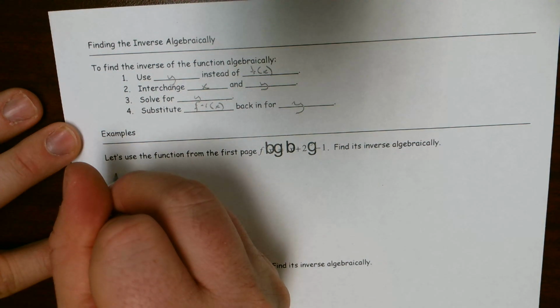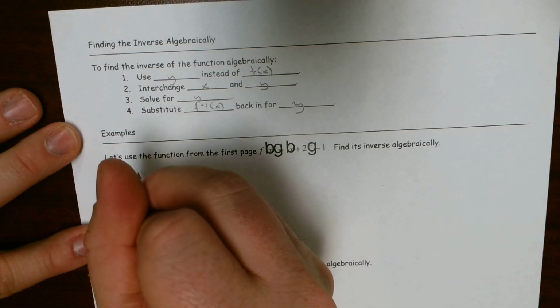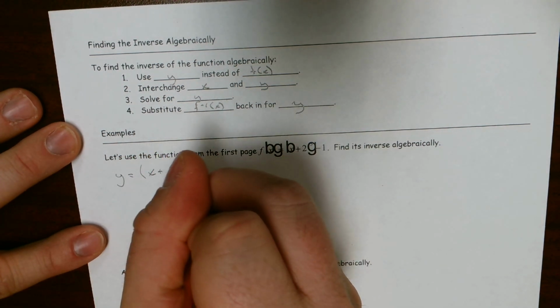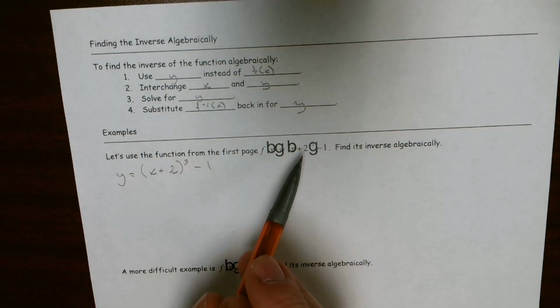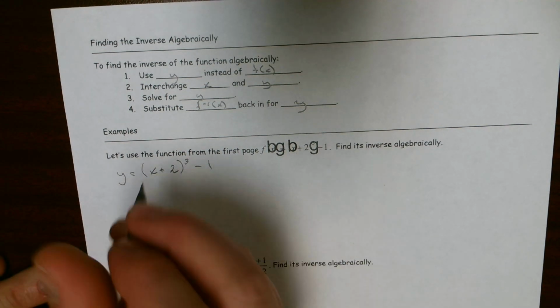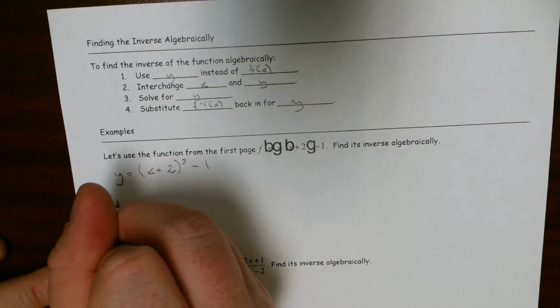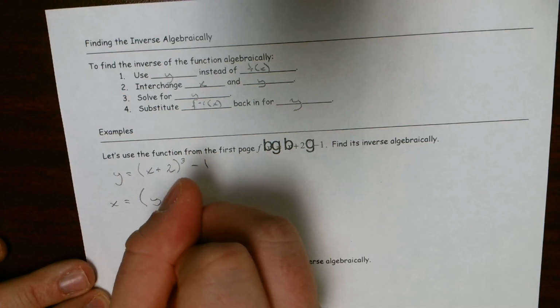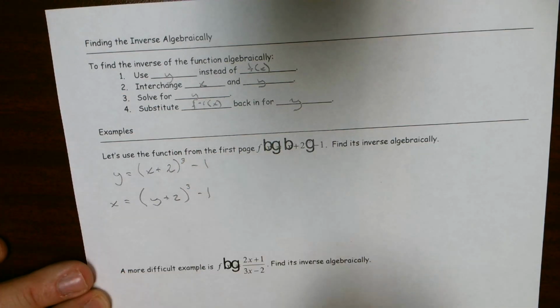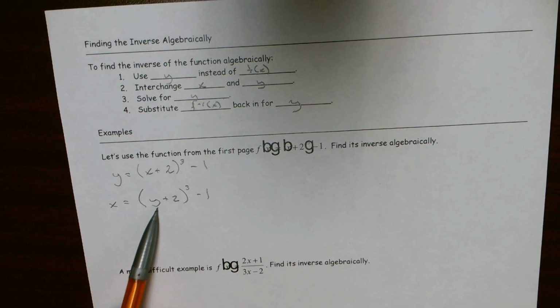It's the one we just did on the front. So it's going to be y equals the quantity x plus 2 cubed minus 1. So that's the original function. To find the inverse, we are going to flip them. So this is going to change into x equals y plus 2 quantity cubed minus 1. And then we have to solve for this y.